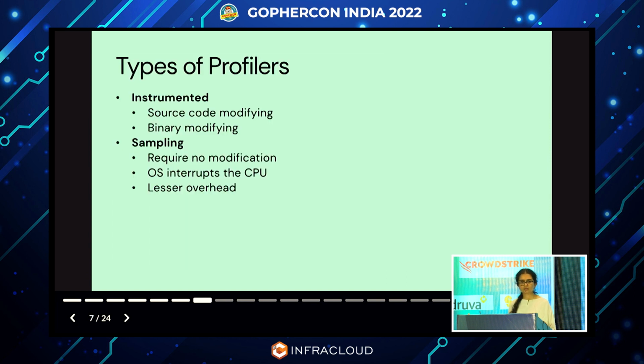Now let's talk about the two most common categories of profilers after talking about profiles. We have instrumented profilers, which, as the name suggests, require code to be instrumented. That is, code is inserted at the beginning and end of routines to track the duration. And this instrumentation can be done at various levels, and these are further divided into source code modifying and binary level profilers.